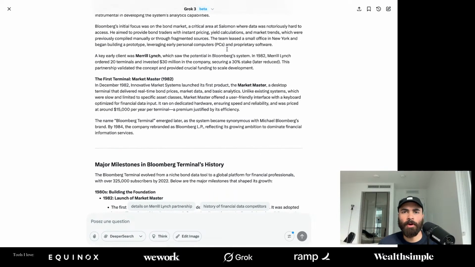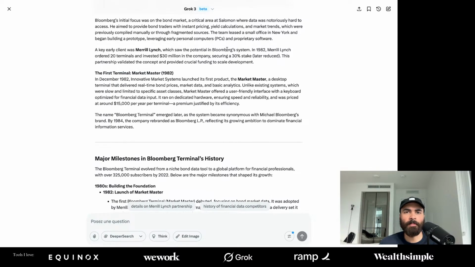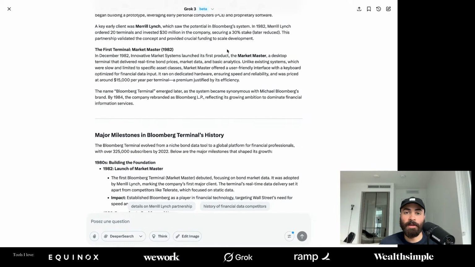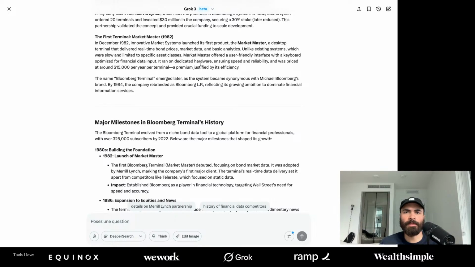The initial focus was on the bond market, a critical area at Salomon where data was notoriously hard to access. He aimed to provide bond traders with instant pricing, yield calculations, and market trends, which were previously compiled manually or through fragmented sources. The team leased a small office in New York and began building a prototype leveraging early PCs and proprietary software. A key early client was Merrill Lynch, which saw the potential of the Bloomberg system. In '82, Merrill Lynch ordered 20 terminals and invested 30 million in the company, securing a 30% stake, later reduced. This partnership validated the concept and provided crucial funding to scale development. Wow.